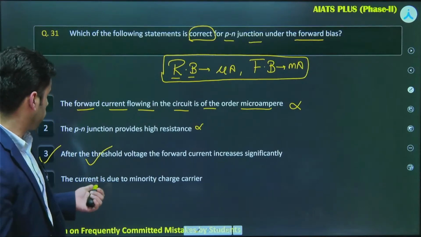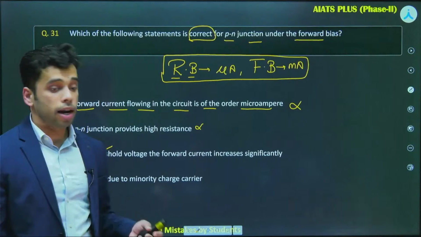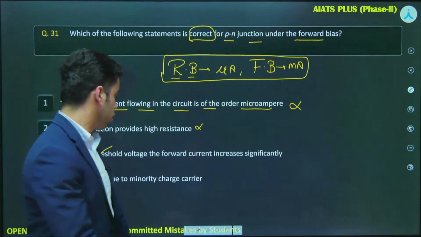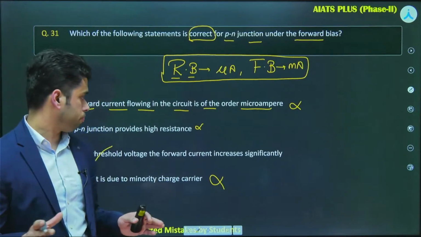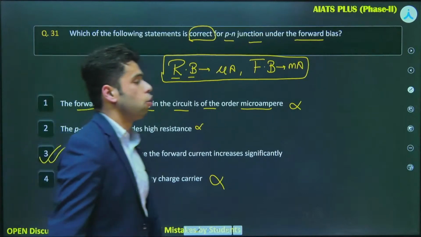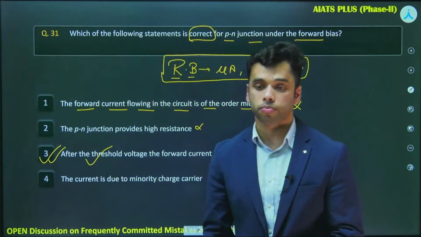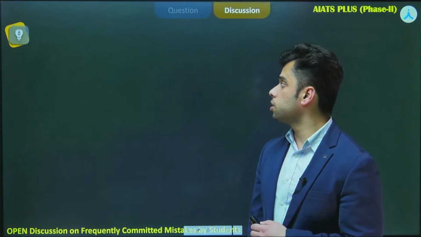Let's talk about the fourth one. The current is due to minority charge carrier. Obviously, this one is wrong. The current in the forward bias is due to majority charge carrier, not the minority charge carrier. So this one is also wrong. So the correct answer to this problem is option 3. I hope this problem was clear to you. Okay, if this problem is clear to you, then let's move forward to the next problem.